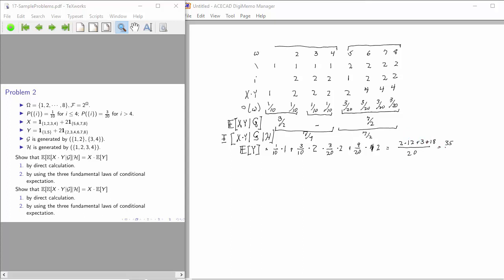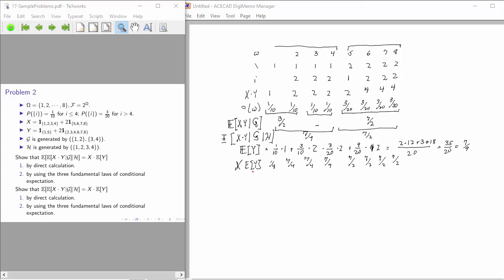That's 35/20 or 7/4. And what is x times the expectation of y? Well, that's a random variable. It's just 7/4 times x. So I get where x is 1, 7/4, and where x is 2, 7/2. And it all comes out the same. So that's the hard way to do it.